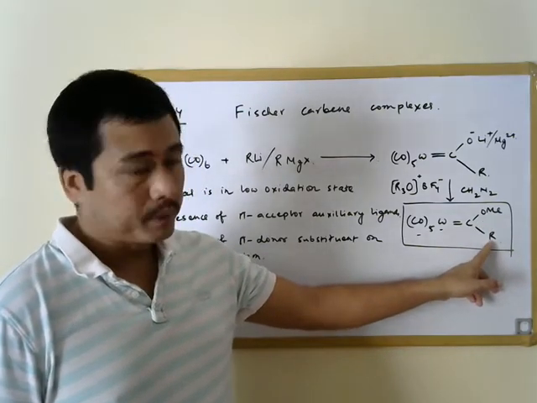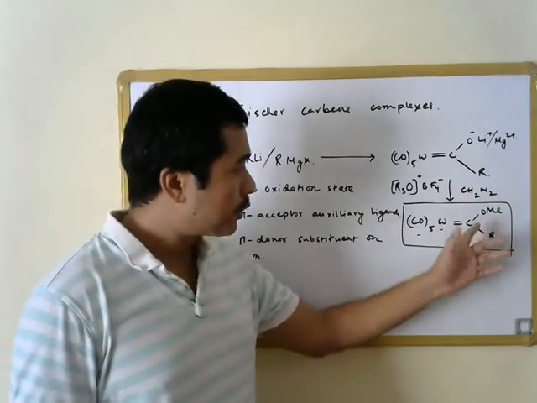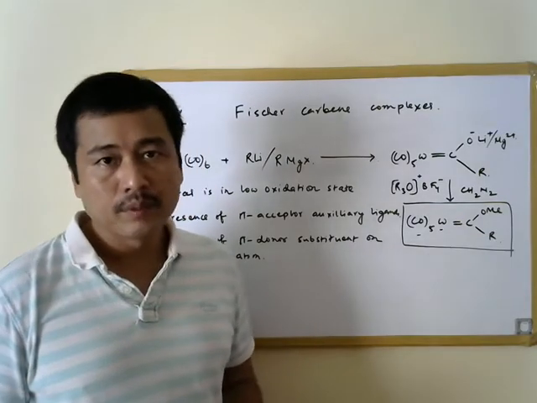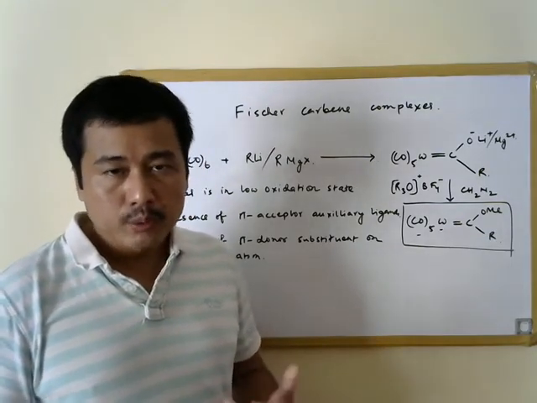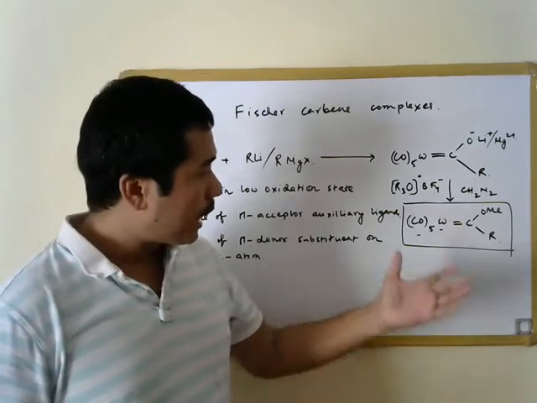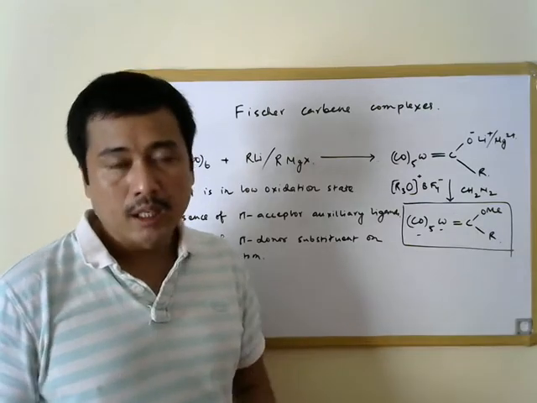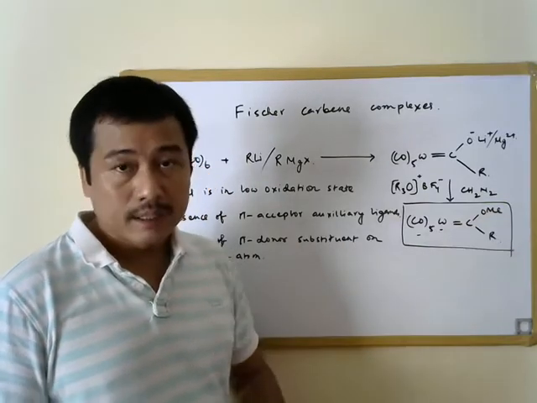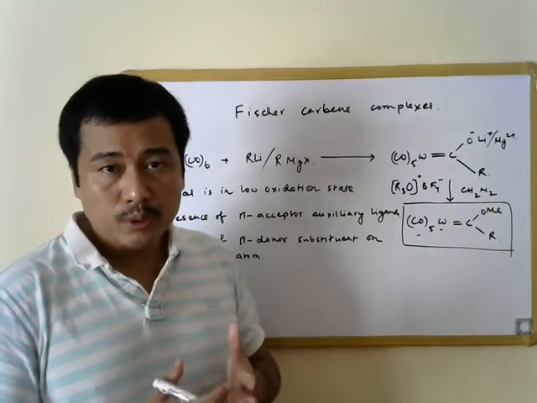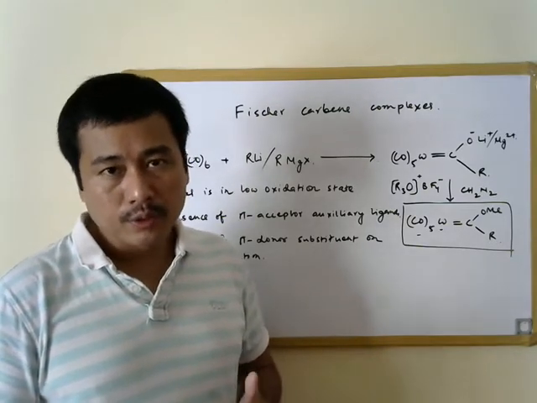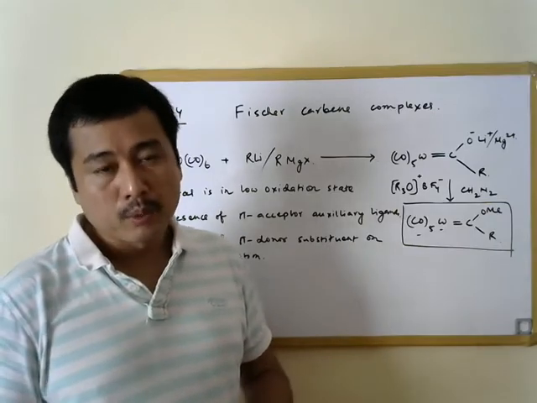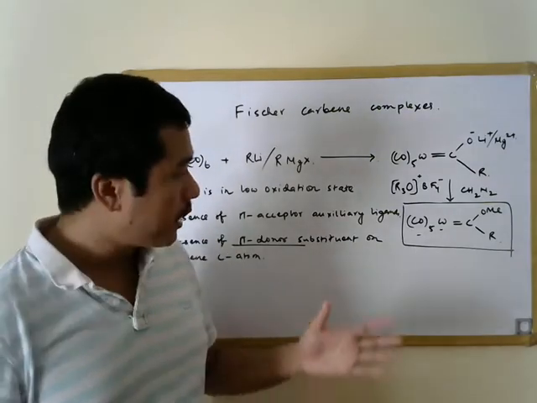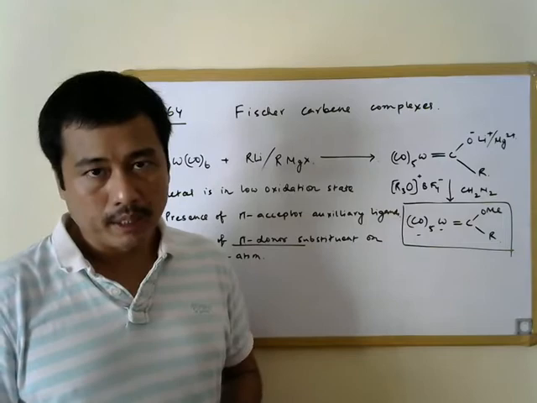and the presence of such substituents with a heteroatom can essentially act as pi donors. In this case, the oxygen atom has two lone pairs of electrons, and these can be used to form pi bonds with other atoms. In this case, with this carbon atom, it can form a pi bond by donation of these lone pair of electrons on the oxygen atom. So the presence of such substituent atoms which can form pi bonds by pi donation is an important criterion for formation of stable Fischer carbene complexes.